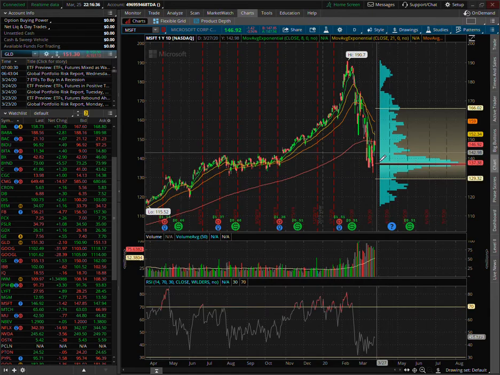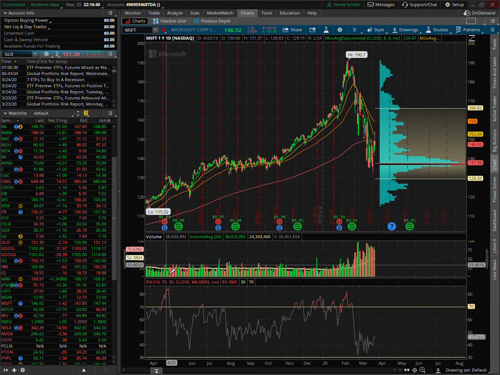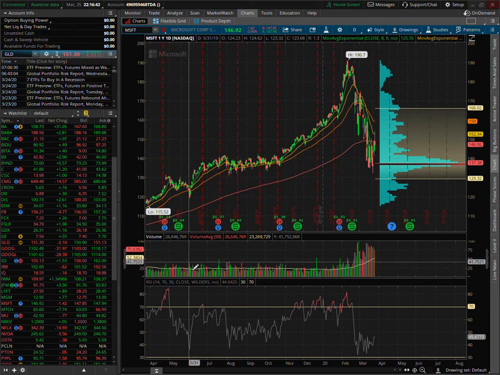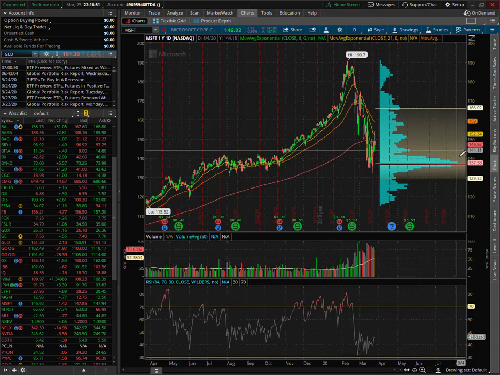So it gives us a three-dimensional view of volume compared to the volume bars here, where we can usually see how much volume goes off per day, but we don't know at what price how much volume went off. So over here, this blue, this is volume profile.